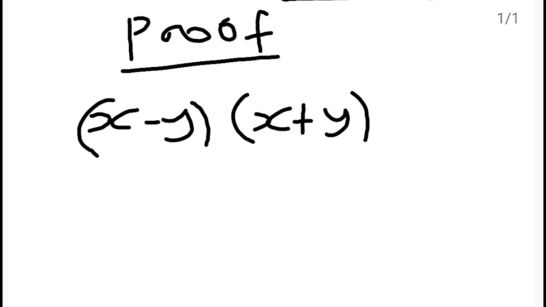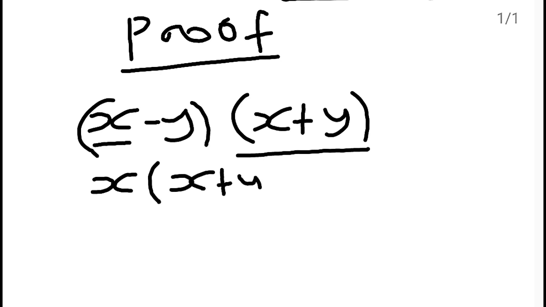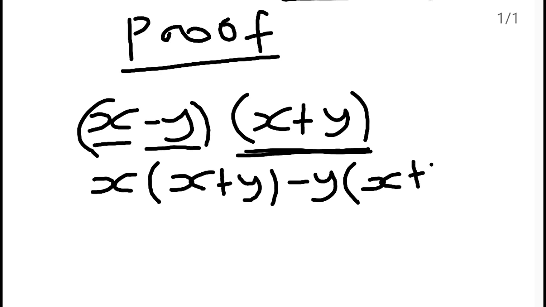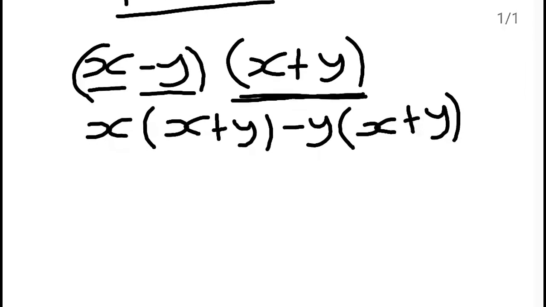How do you open two brackets? I hope that is simple for us. We are going to pick this x and we multiply with this bracket. So we have x multiplied by x plus y. Then we pick negative y and we multiply by the same bracket x plus y. So we shall have negative y multiplying x plus y.